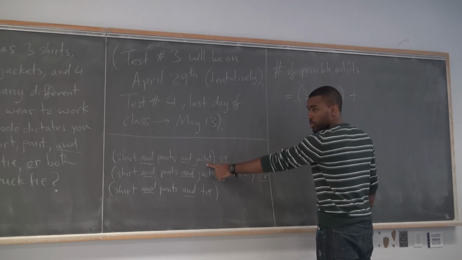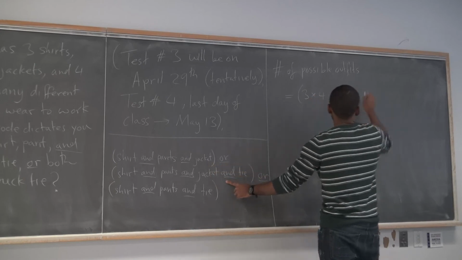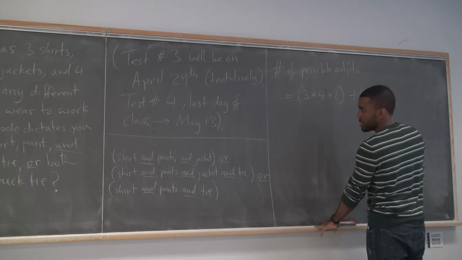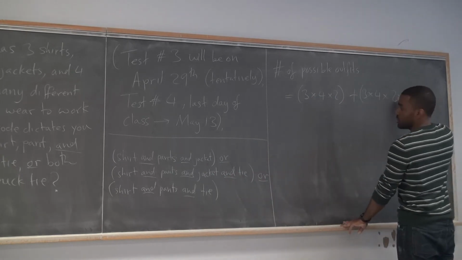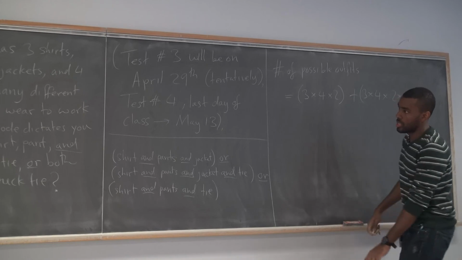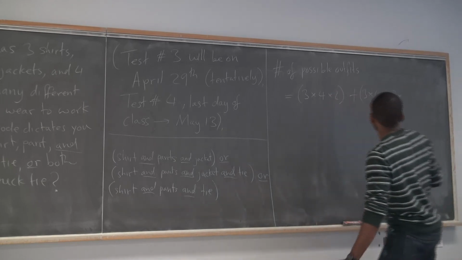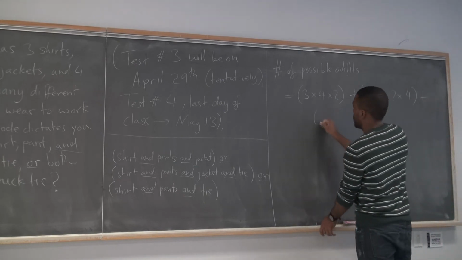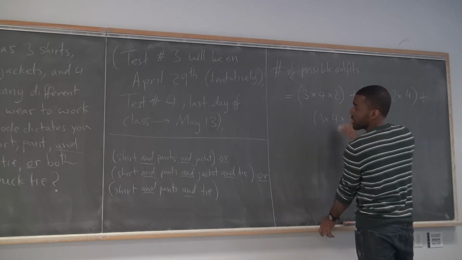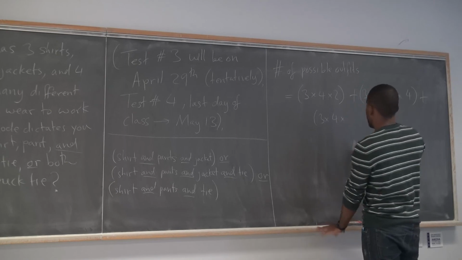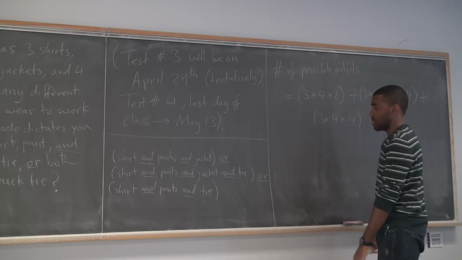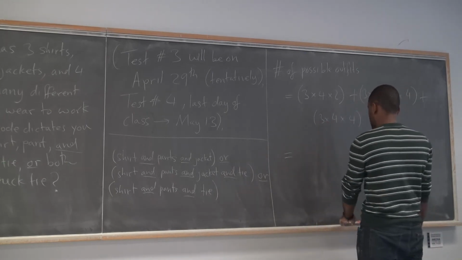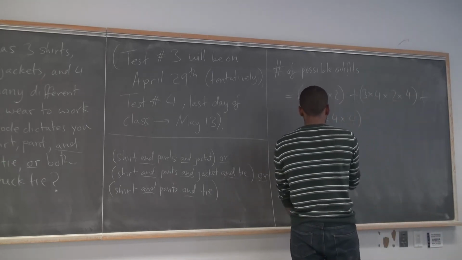Or, I put a plus. There are 3 ways to choose a shirt, 4 ways to choose a pair of pants, 2 ways to choose a jacket, and how many ways to choose a tie? How many ties? 4 ways to choose a tie. Or 3 ways to choose a shirt, 4 ways to choose pants, and 4 ways to choose a tie. So now, what is this? 168. It's 168 total.